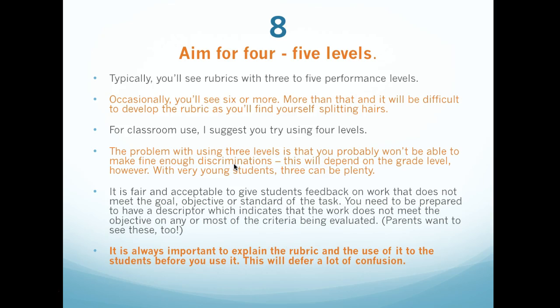It is fair and acceptable to give students feedback on work that does not meet the goal, objective, or standard of the task. You need to be prepared to have a descriptor which indicates that work does not meet the objective on any or most of the criteria being evaluated. And this is what parents want to see. It's always important to explain the rubric and the use of it to the students before you use it. This will defer a lot of confusion.